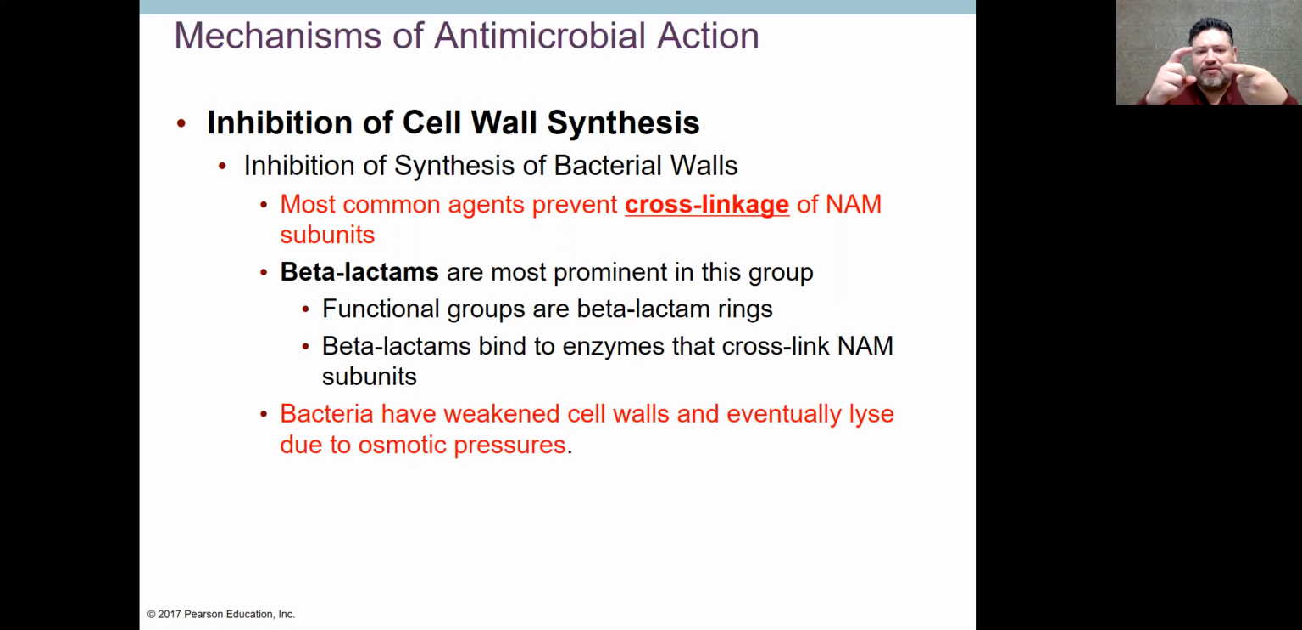Now what we have to do is we have to mortar them. We have to put the cement between the bricks in order for that cell wall to form, okay? Those are called cross linkages. So if we can prevent the cross linkage between a NAG and a NAM, we're effectively building a wall of loose bricks that is not going to stand around. So that is the way that the majority of antibiotics that target the peptidoglycan cell wall work, by targeting this cross linkage. This is the most common way of undermining the production of this wall, okay?